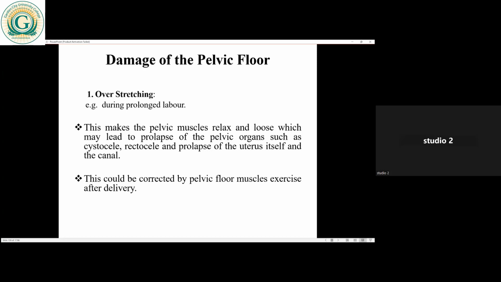The woman is supposed to deliver within one or two hours in the second stage of labor, and it is prolonging. This can lead to cystocele, rectocele, and prolapse of the uterus. They will damage those muscles, and they will not be able to hold the structures. But this could be corrected by pelvic floor exercise after delivery. Sometimes after delivery, we send the woman for pelvic floor exercise.